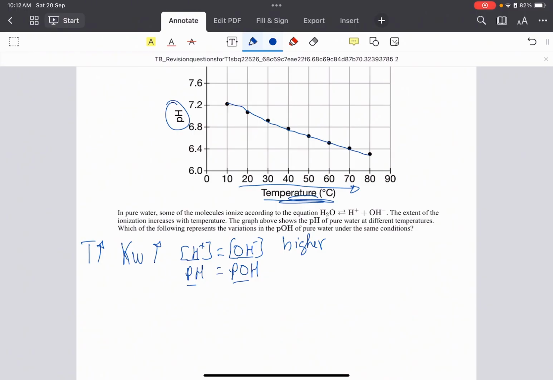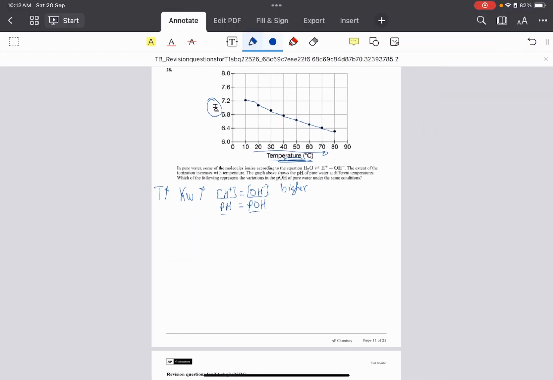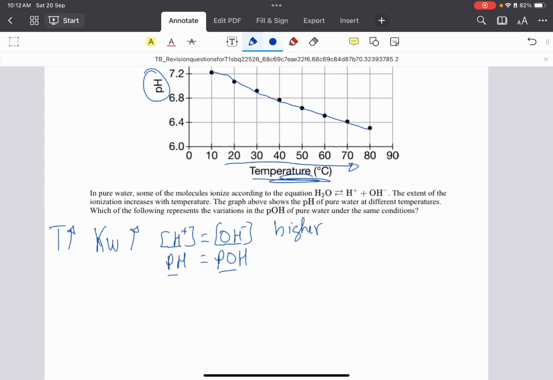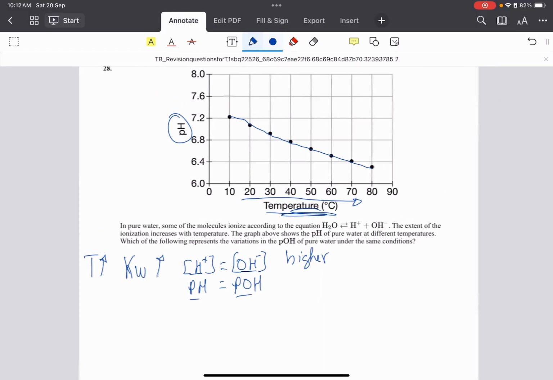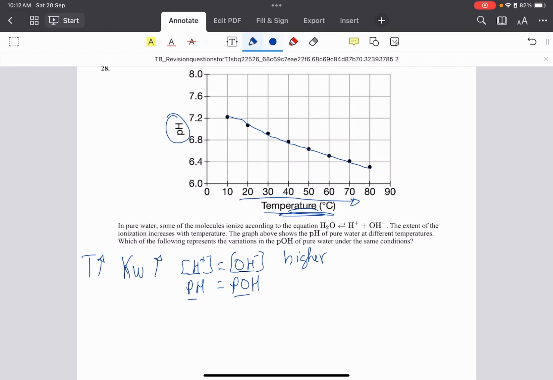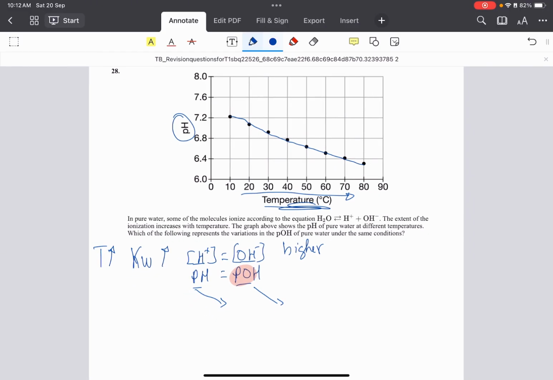So in pure water, some of the molecules ionize according to the equation H plus. The extent of the ionization increases, correct? The graph above shows the pH at different temperatures. Now, since pH is decreasing, and since pH and pOH are equal, then definitely pOH is going to decrease if they are equal. Which of the following represents the... so they're looking at what's going to happen to the pOH. pOH and pH will always remain equal.